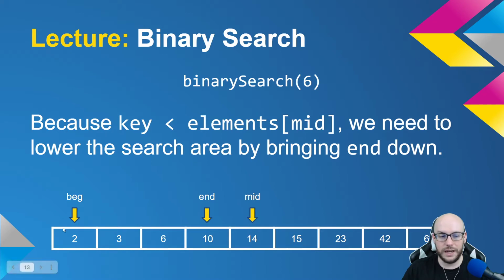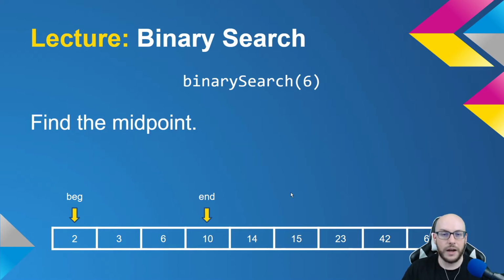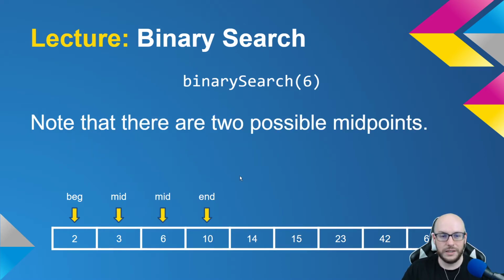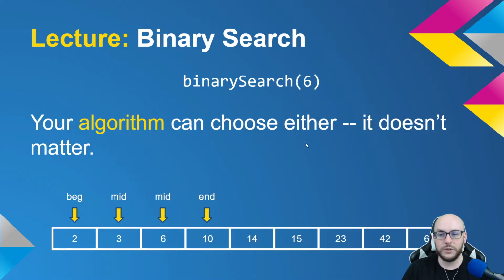So what this means is I am going to now consider this left-hand side. Notice that I'm not breaking the array in half. I'm just lowering my search area. Now what we're going to do is find the midpoint. In this particular case, there's two possibilities. Our algorithm, depending on how we write it, is naturally either going to favor the left or the right. And it will always favor the left or the right from that point on. Okay, your algorithm can choose either. It doesn't matter. We'll look at the differences in code.